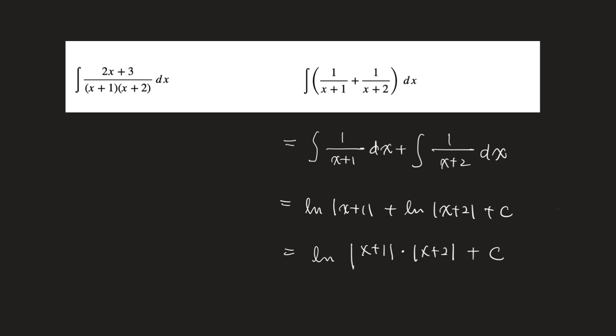But the left one is very hard to figure out, how to find the antiderivative of this rational function. That's why we're going to use partial fraction decomposition. This section, guys, okay?